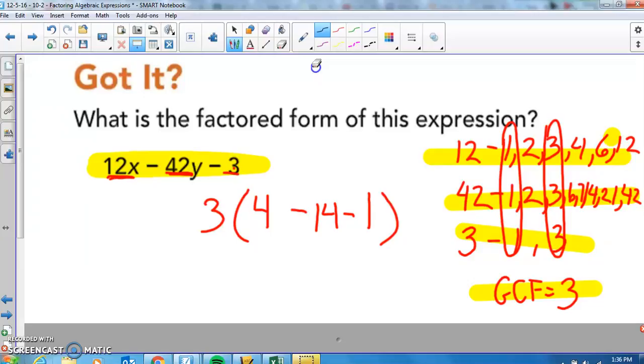All right, so I factored out each one of these, the 12, the 42, and the 3, by this 3 on the outside. Now what I need to do is look at my variables. I don't have any variables in common to factor out, so I'm just going to leave my variables inside the problem. So my answer is 3 times the quantity 4x minus 14y minus 1. If you'll take just a second, copy that down.